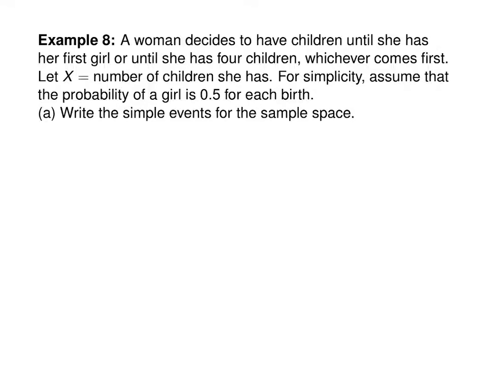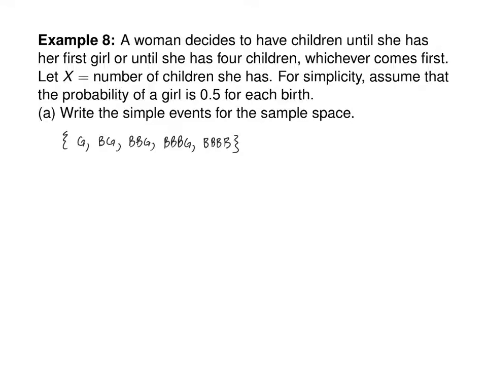Okay. So first, let's list the simple events. She's going to have a kid until she has a girl. So if she has 1 kid, it's because she has a girl on go 1, right? If she has 2 kids, what does she have to have? Boy, girl. 3 kids, it's boy, boy, girl. 4 kids, it's boy, boy, boy, girl, or all 4 boys. So those are the different simple events. Girl, boy girl, boy boy girl, 3 boys and a girl, or all 4 boys. Okay, those are the possibilities.